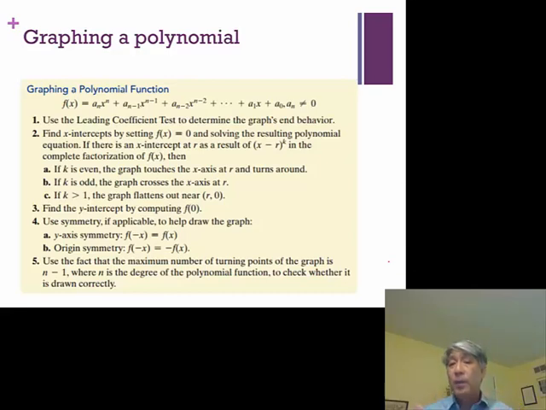So that's basically the lesson associated with 2.3: understanding what the leading coefficient test is, and what the multiplicity is, and how we can use those to help draw our graphs.